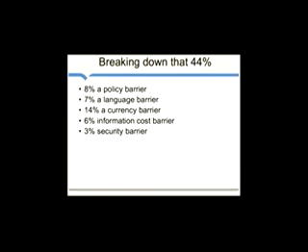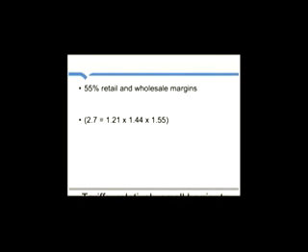And indeed, breaking down that 44%, they find 8% a policy barrier, 7% a language barrier, 14% a different currency barrier, 6% an information cost barrier, 3% a security barrier. But again, these are just averages. These are examples giving you one way of thinking about where some of these gravity costs come from. Finally, again, according to Anderson and Wynkoop, 55% of that 170% is coming from retail and wholesale margins as trade crosses barriers. And by the way, if you're wondering how that all adds up, you can see it's given by this equation here.